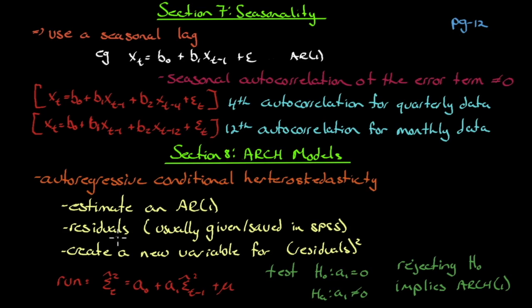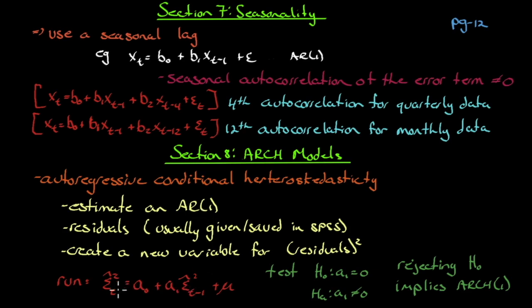And the software will give you the residuals. You then create a new variable called residual squared, and you estimate this. You then run a regression of the first lag of the error terms. Notice now this is the error terms. We're just dealing with the error terms from this AR1 model.